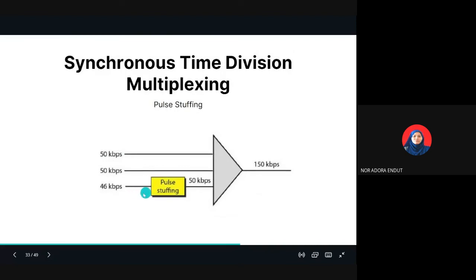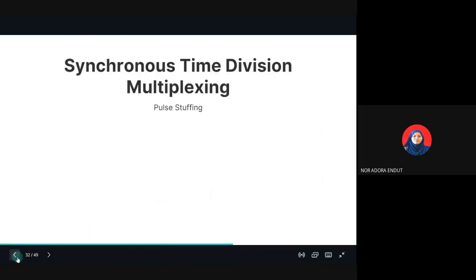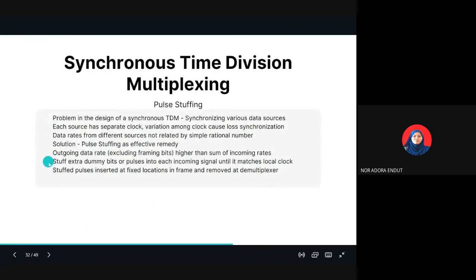Okay, so I think you've seen minggu lepas saya ada sebut sedikit. Okay, so ini 50, ni 50, 46. 46 is not a gandaan kan. Tak ada, dia tak boleh kali berapa 50 ni. Okay, so we just add extra bits to make it 50 kilobits per second. Okay, so that is pulse stuffing. So the pulse stuffing tu, stuff tu kita letak extra dummy bits, until it matches the local clock or the local data rate.